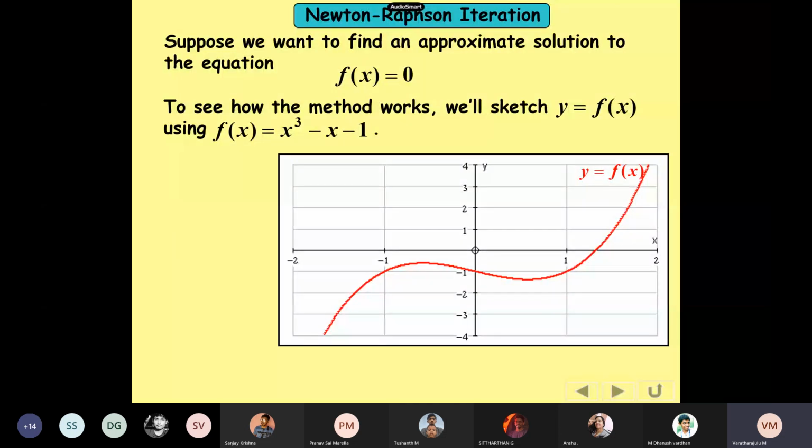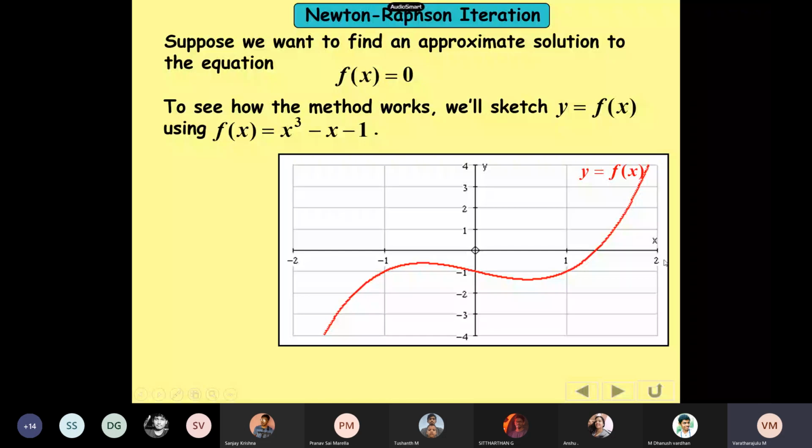Anyway, I'll tell you how these types of graphs can be drawn with the aid of Excel, a little later. See, the root lies between 1 and 2. The function changes sign between 1 and 2. So the result falls between 1 and 2.